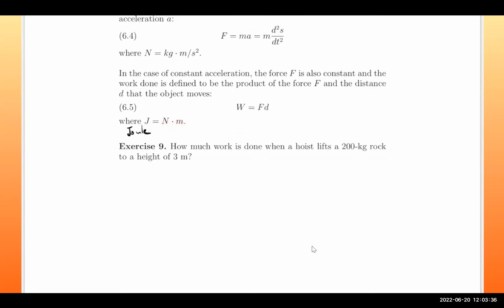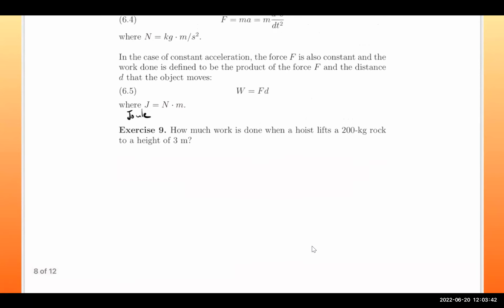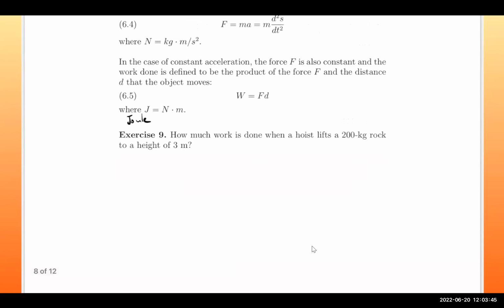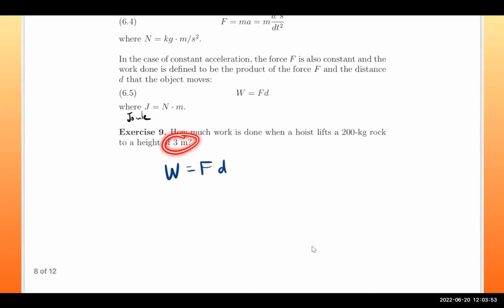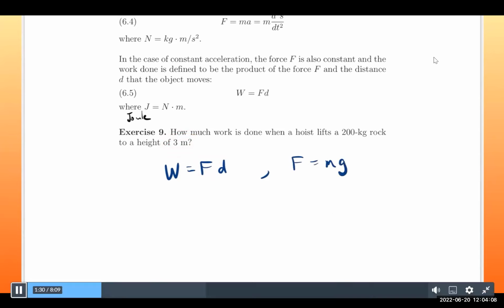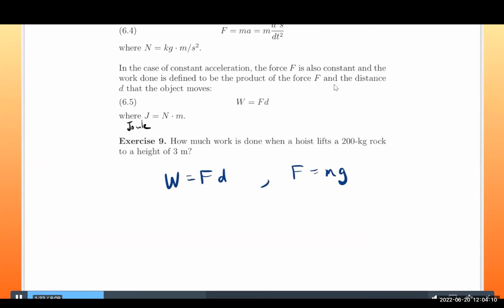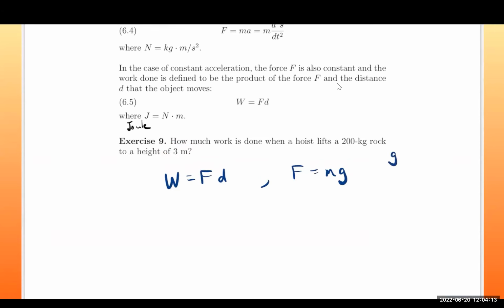All right, so let's take a look at this first example. How much work is done when a hoist lifts a 200-kilogram rock to a height of 3 meters? Ultimately we want to know how much work is done, but in order to know that, we need to know what the force is. We already know the distance, which is 3 meters. The force is F equals m times a, but the acceleration is just the acceleration due to gravity, g, which we know to be 9.8 meters per second squared.